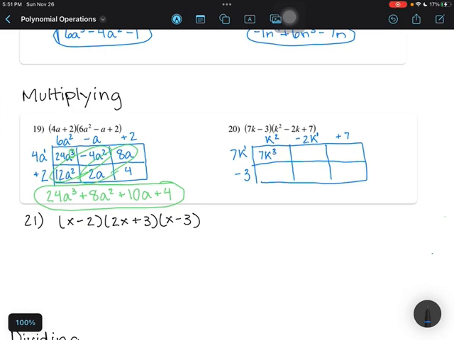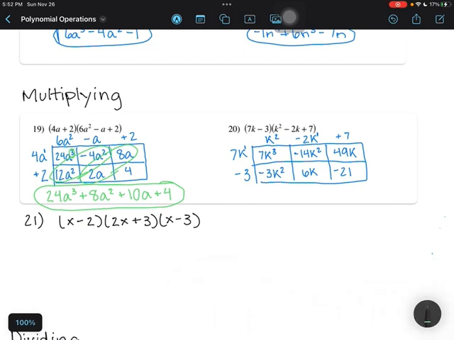K squared times negative 3, negative 3k squared. Negative 2k times 7k, negative 14k squared. Negative 2k times 3 would be negative 6k. 7 times 7k would be 49k. And 7 times negative 3 would be negative 21.